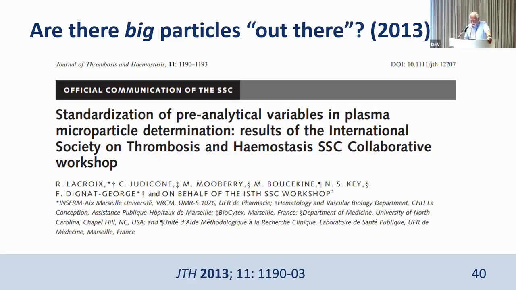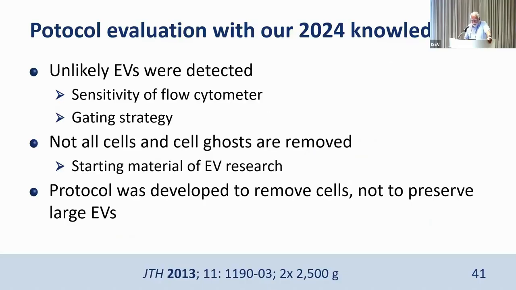Now, this protocol was published by Lacroix in 2013. It's a paper, I think it's really well done work. But 2013, if you see at the progress we have made during the last decade, it's a very old paper. Now, when you look back at what they have done to look at the presence of vesicles, to be honest, I think they never detected vesicles at all. It's with the knowledge we have now, but we do know from a 2018 study that the sensitivity of their flow cytometer was insufficient to detect vesicles at all.